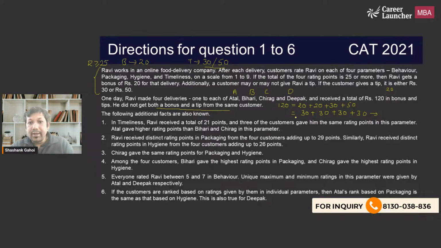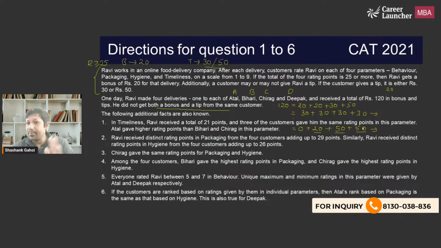The next possibility is that he can get 20 plus 50 plus 50. So there are multiple possibilities we can see. In one case he is getting one tip, in another case he is getting neither tip nor bonus, and in others he is getting only tips. Let us understand what this statement means.